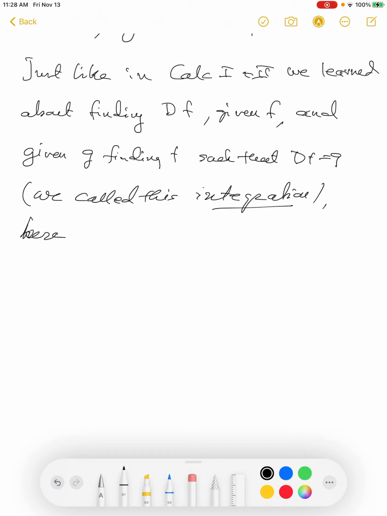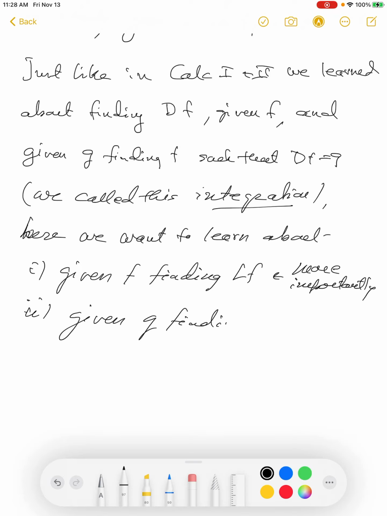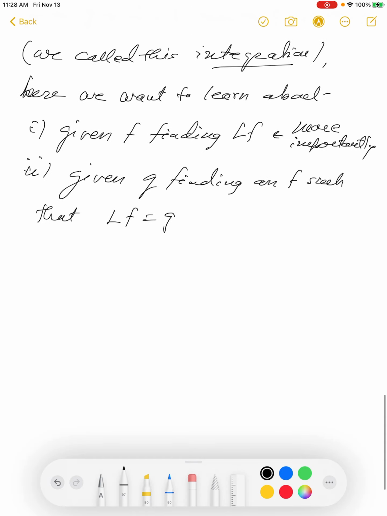Here we want to learn about, first, given f, finding LF, and more importantly, given G, finding an f such that LF is G. This is called the inverse transform, finding the inverse Laplace transform.